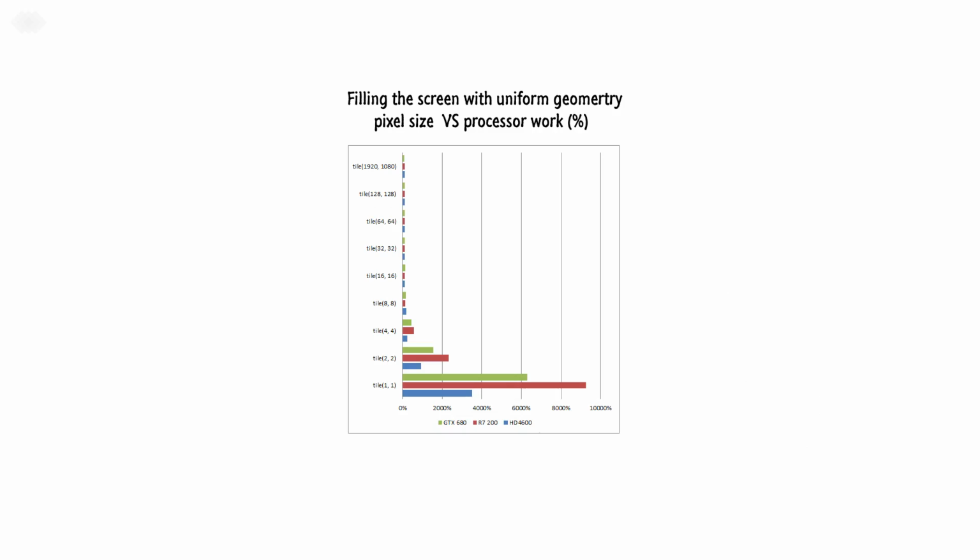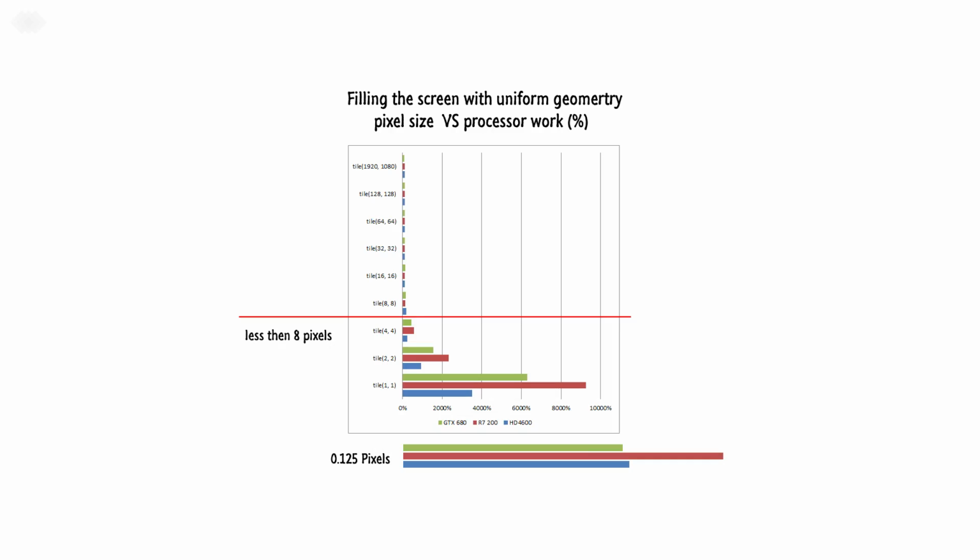So let's look at some stats. If we fill an entire screen with equally sized triangles and test different sizes, this is what we get. When the triangles are smaller than 8 pixels each, we start to notice a problem. If we get below 2 pixels, well, it's bad. But under 1 pixel, it's really bad. I mean, if we have 100%, 1400% is well, off the chart.